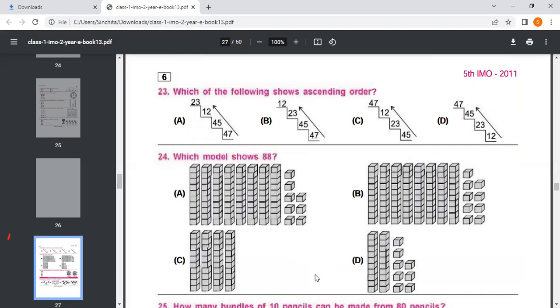23B. Ascending order means from the lowest to the highest number. Look at the arrow position. Number 23B. B is not the correct one, better. Look at the position of the arrow.